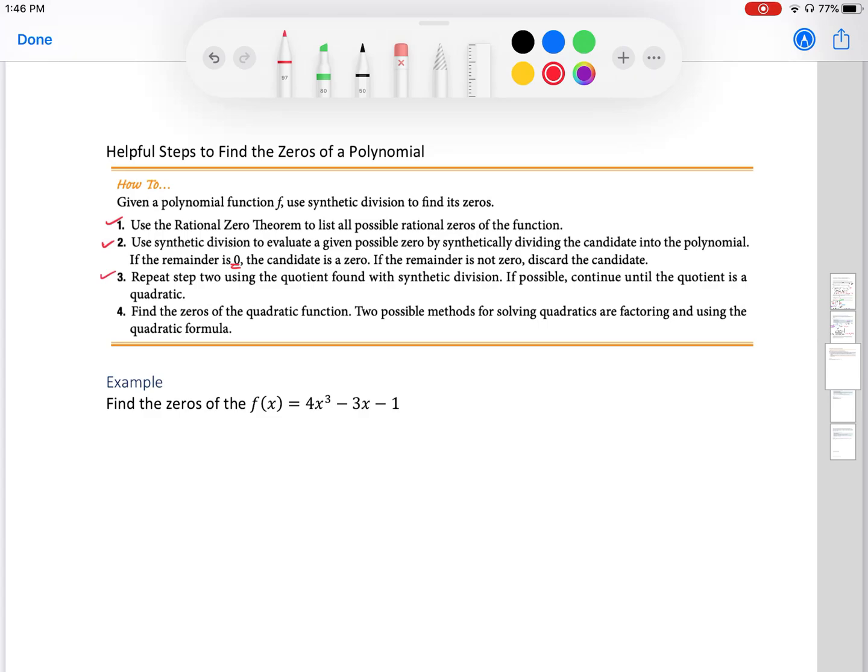Okay, let's do the next problem. Find the zeros of 4x cubed minus 3x minus 1. Okay, so the problem here is if you start to think about it, it's not factorable.